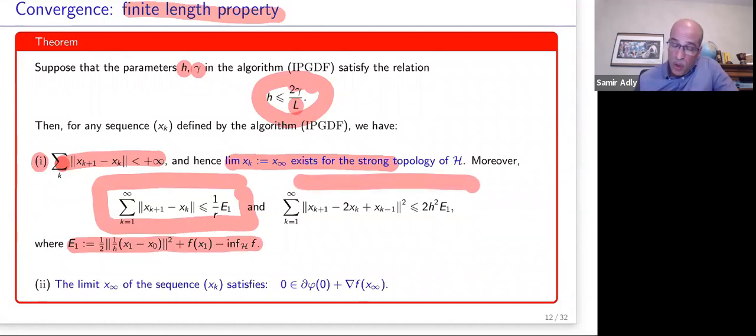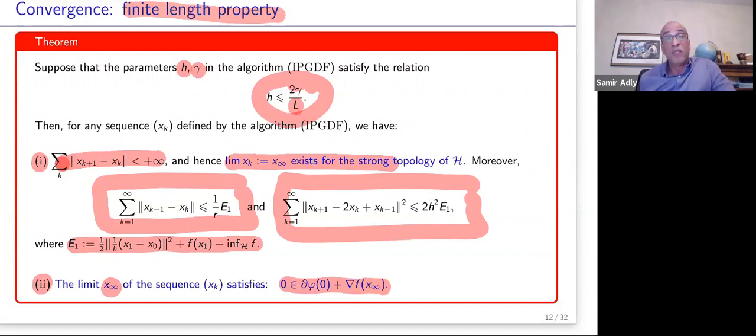And also we have this condition about the acceleration, but I will not have time to talk about all this stuff. The second property is that, since we now have this finite length property, which implies that the sequence will converge, the limit point will satisfy exactly our assumption: it is a stationary point. Let me remind you that when phi is 0, this is only a critical point. And we have to take the subdifferential of phi at 0 very small in order to get something which is almost a minimum.